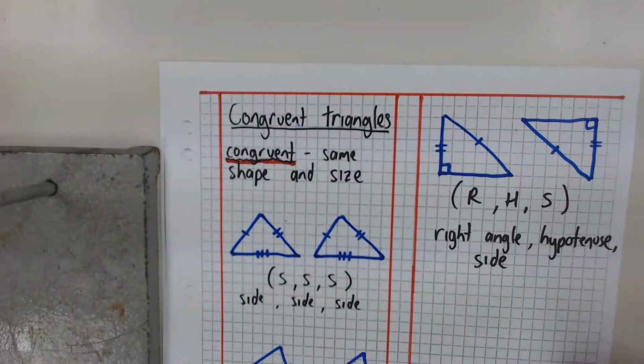So they're the 4 conditions or 4 proofs that we're going to use to compare pairs of triangles and to state whether or not they are in fact congruent.